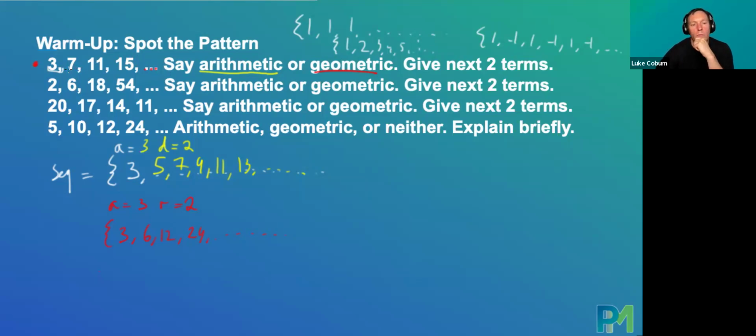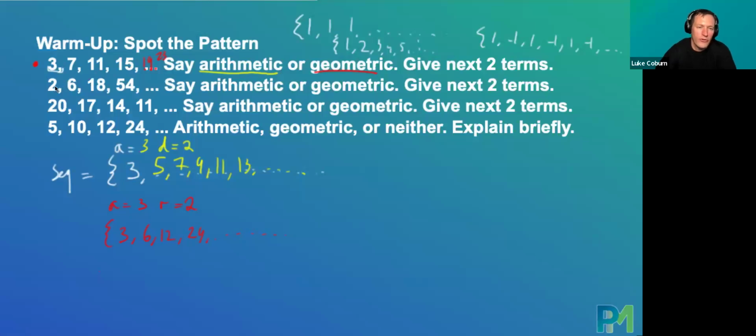So what do we have here? We have a starting number, which is 3. If we go from 3 to 7, we can add 4 to get there. But what about the next jump? We see that's also 4. And we see the next jump is 4. So I'm going to say that this is arithmetic. The next number, adding 4, will be 19. And the next number, adding 4, will be 23. Okay.